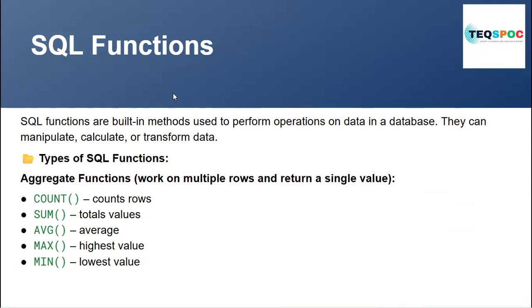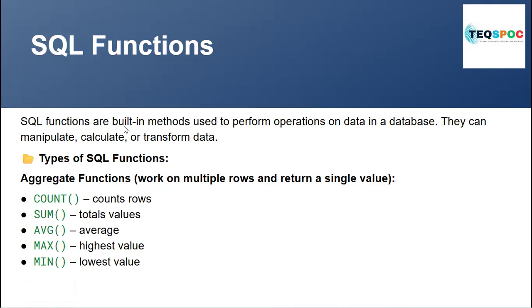Functions are similar to what we studied in previous classes with Java functions. In SQL, functions perform the same thing. Functions are predefined methods which perform certain operations. Count function is used for counting the number of rows. Sum is used for the total sum of the values. Average gives us the average of the values. Max gives the max, like if you want the max salary you use max, and for the min salary you write the min function.